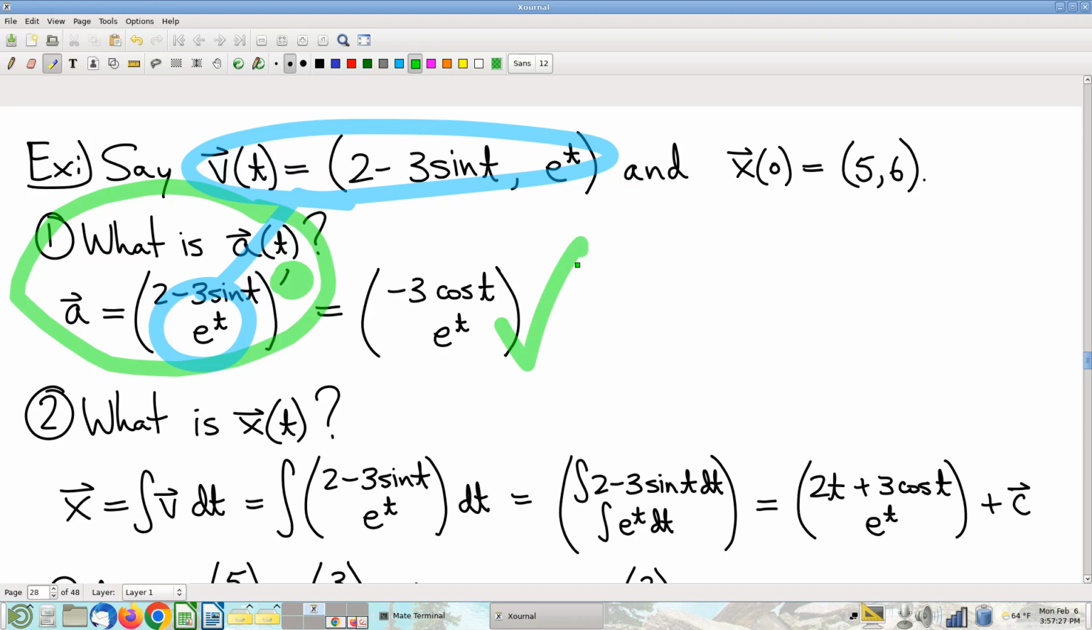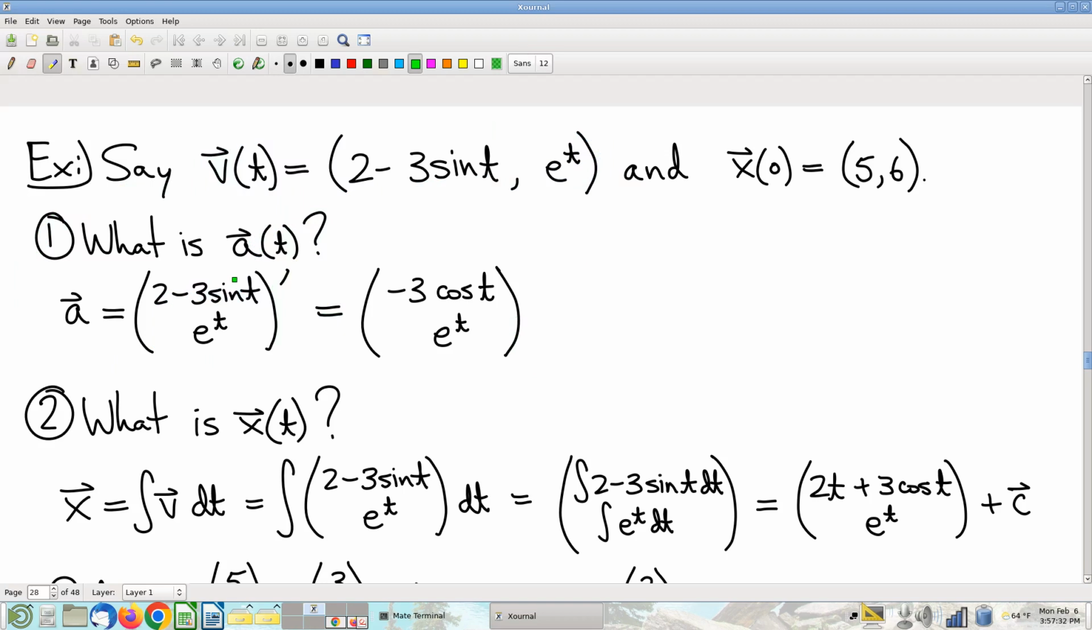Everybody happy? Notice I took these derivatives one coordinate at a time, right? So the derivative of this is that, and the derivative of this is that. Again, derivatives of vector-valued functions, you can just do one coordinate at a time. Cool. All right, now, here's where it gets a little trickier.